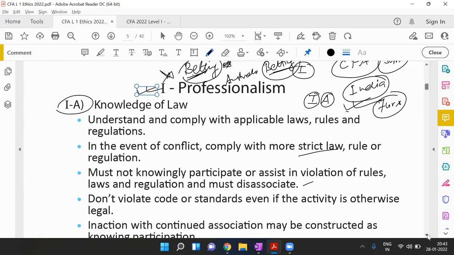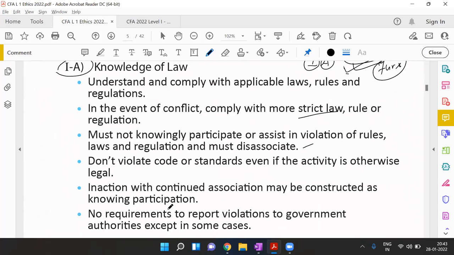Next point says what? Inaction with continued association may be construed as knowing participation. You are aware that some kind of a manipulation is happening, some kind of a violation is happening in your organization, right? And although you are not a part of it, you still continued. So it says inaction with continued association may be construed as knowing participation, which means they're going to say that you are also a part of the violation because you didn't take any action. You should have disassociated yourself from the activity. Maybe in extreme cases, you should have resigned from the organization and you should clearly document all those things. But you didn't take any action. So this inaction may be construed as if you were also a part of it, right?